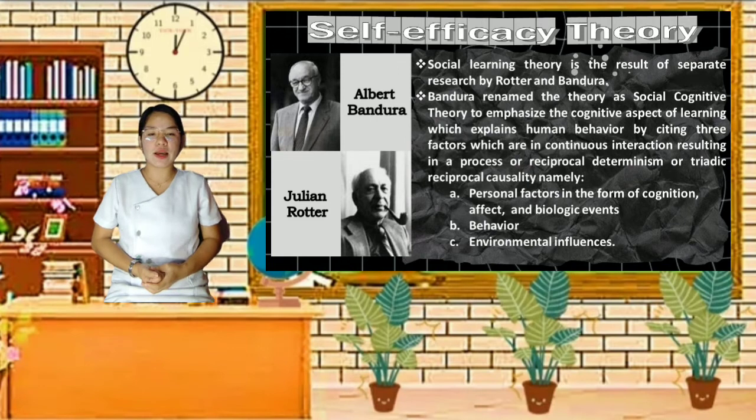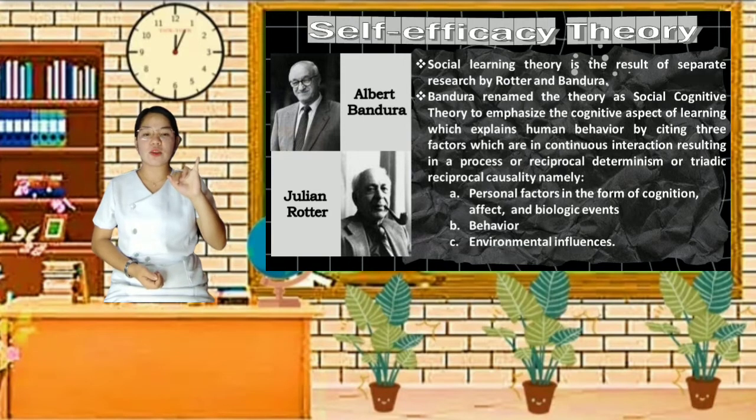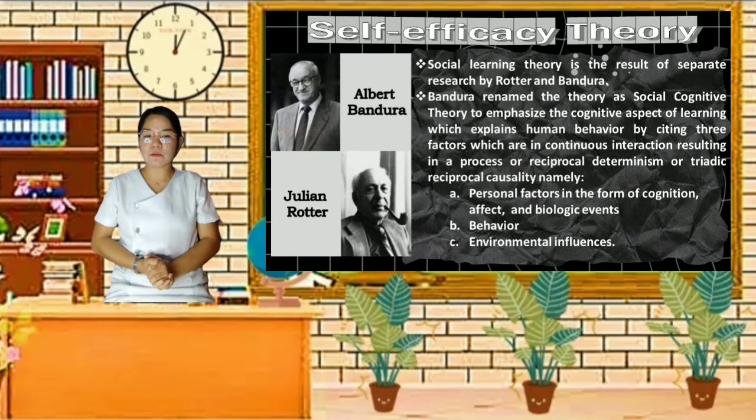Bandura renamed the theory as social cognitive theory to emphasize the cognitive aspect of learning, which explains human behavior by citing three factors which are in continuous interaction, resulting in a process of reciprocal determinism or triadic reciprocal causality. Namely, first we have the personal factors in the form of cognition, affect, and biological events. Second is the behavior, and the third one is the environmental influences, which will be discussed by the next reporter.